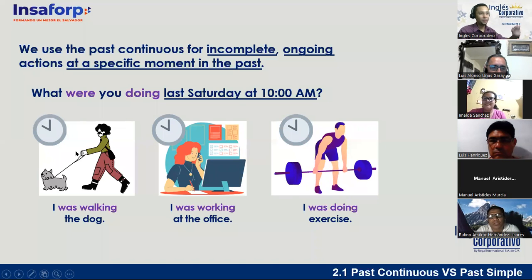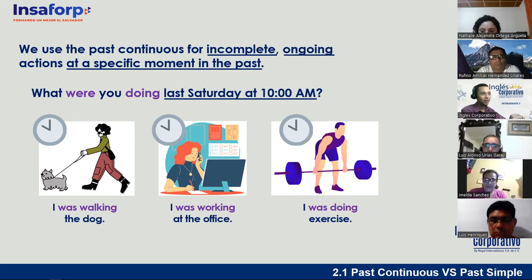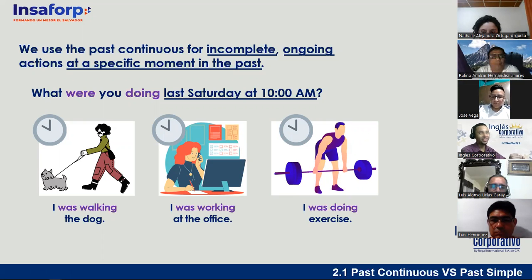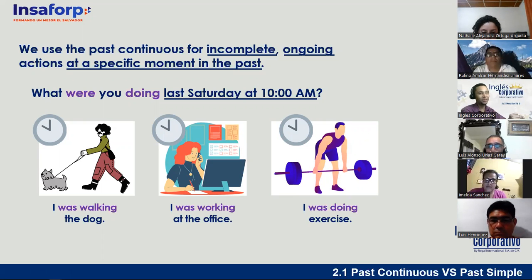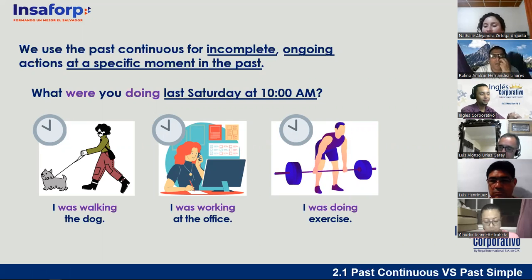Okay, so one more person, please. What were you doing yesterday at 10 a.m.? One more person. Okay, two more people. Three. Okay, Natalie, then Rufino, and then Jose Vega. So Natalie first, ladies first. Yesterday I was cleaning the house. Okay, at 10 a.m.? Yes. Okay, good, thank you. Rufino Milcar?